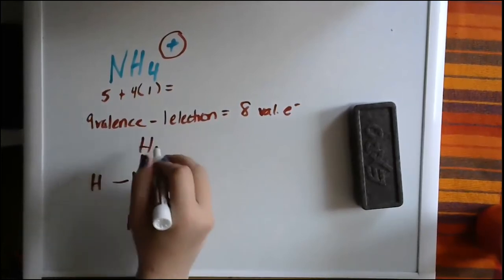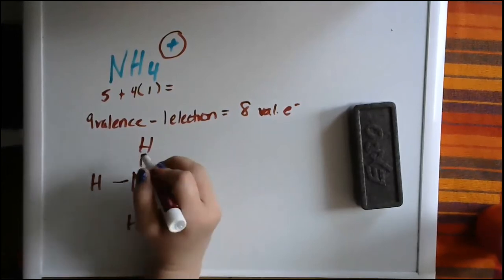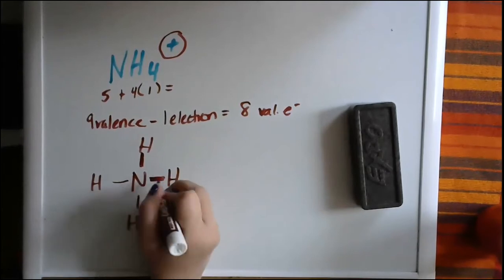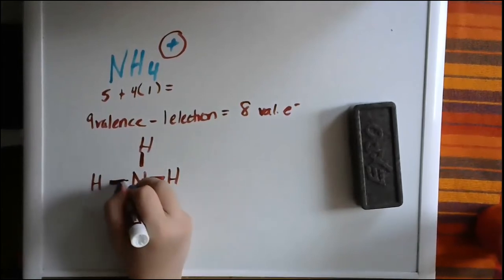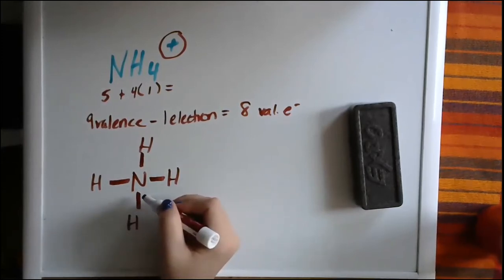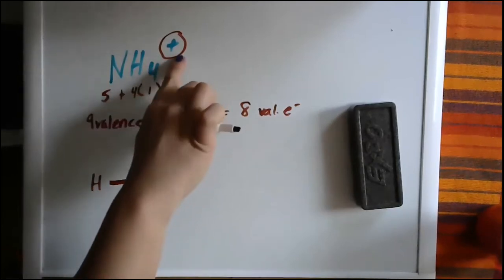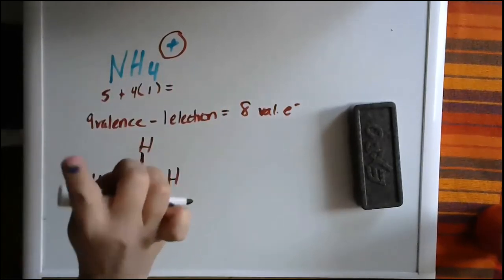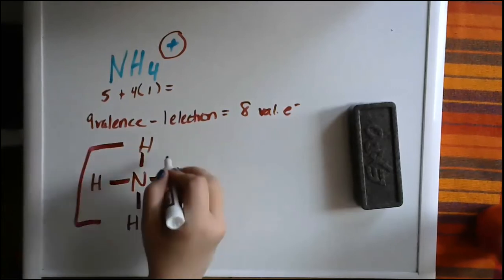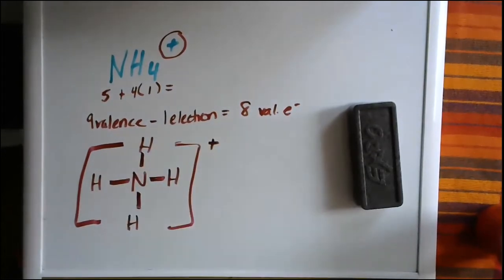And look what happens here. After we've single bonded each hydrogen to the nitrogen, we've used 2, 4, 6, 8 electrons, which was all we had. Nitrogen has its octet, and each hydrogen has its duet. Now, because this is an ion, we have to do one more step. We have to bracket off our structure, and we have to add the charge onto the outside of the bracket. Okay, so that's the correct Lewis structure for the ammonium ion.